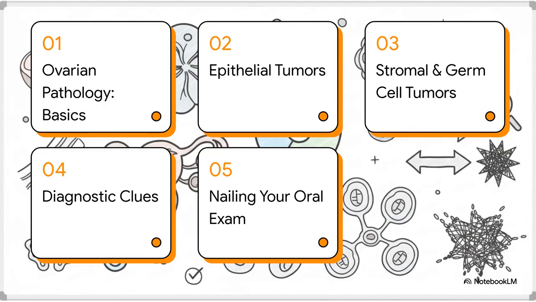So here's our game plan. We'll start with the basics of normal histology. Then we'll jump into the big tumor categories: epithelial, stromal, and germ cell. After that, we'll see how it all comes together in a real diagnostic case. And we'll wrap up with some high-yield exam questions and a killer summary answer you can use.